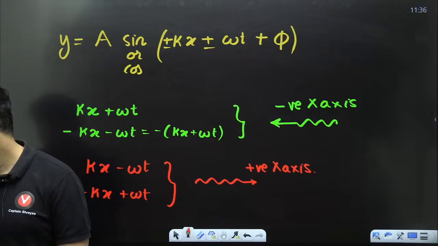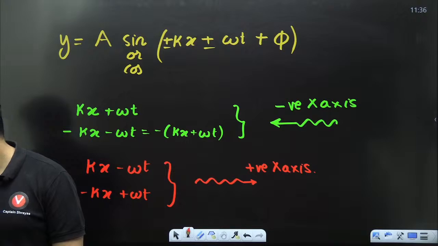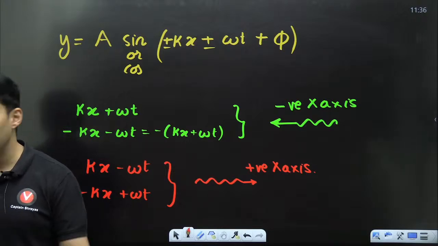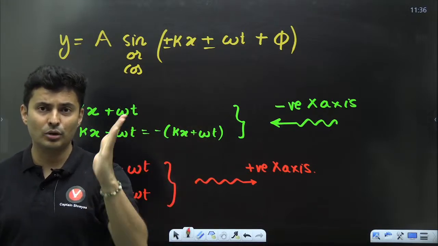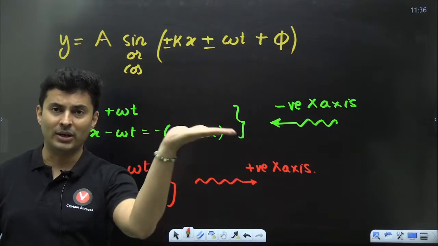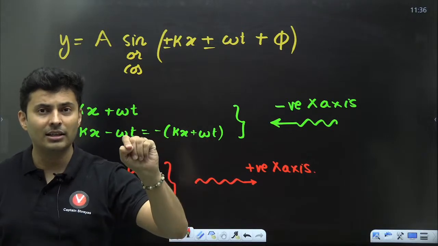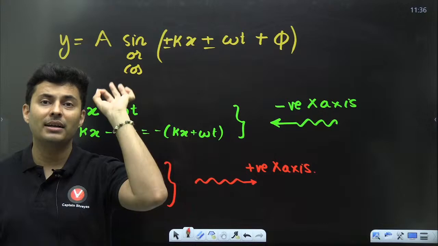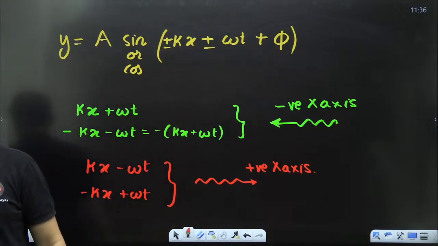Okay, clear. Are dy by dt and dy by dx the same? No, obviously not. Dy by dt is particle velocity which keeps changing. Dy by dx is the slope which is different at different points. One is the slope of the wave, another one is the actual particle's velocity. Two different things. I hope this is very, very clear.